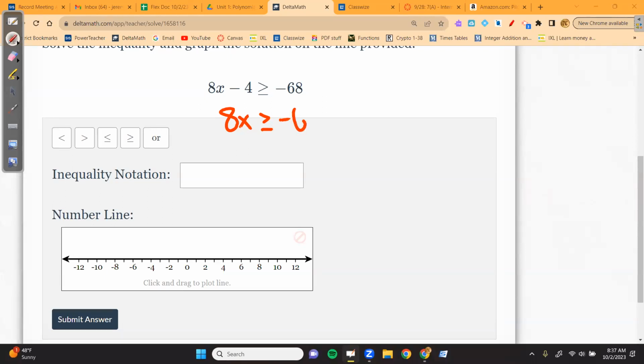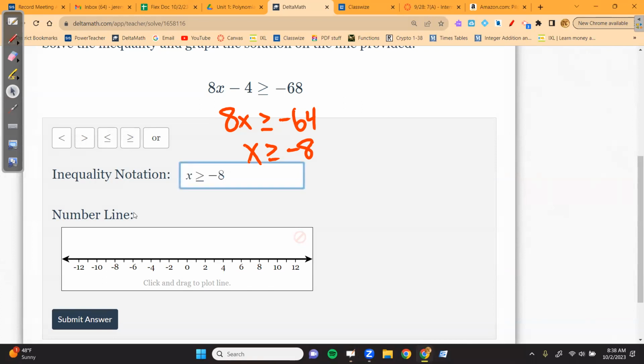Good job. I love the good math when we don't have to slow down for that garbage. And then what's the last step? Divide by 8, which gives me x is greater than or equal to negative 8. So when I go to type it in to my box, I type it in as x, and then I can choose from one of these symbols, x is greater than or equal to negative 8.